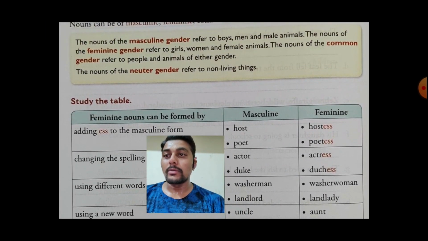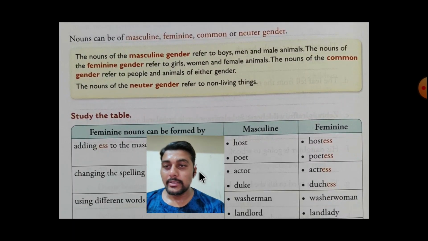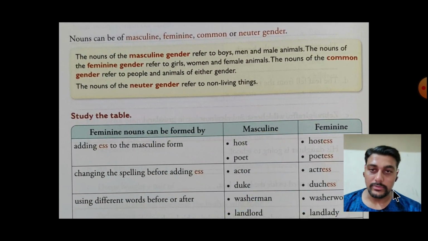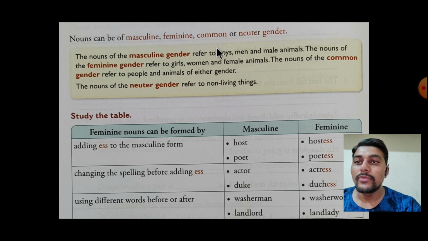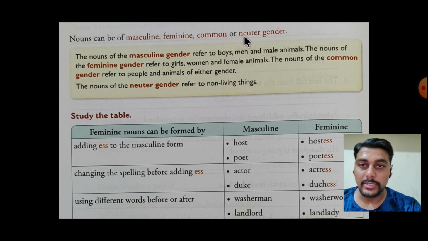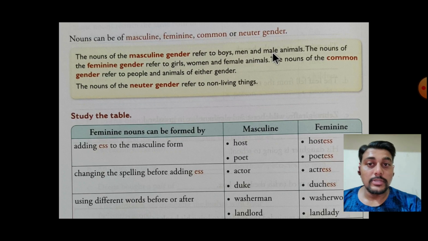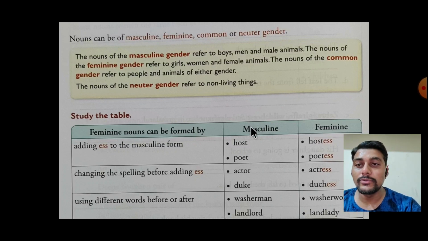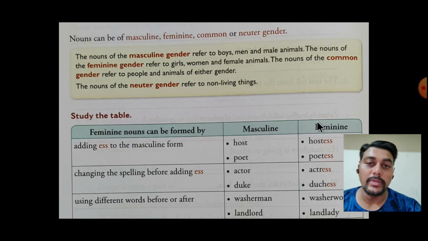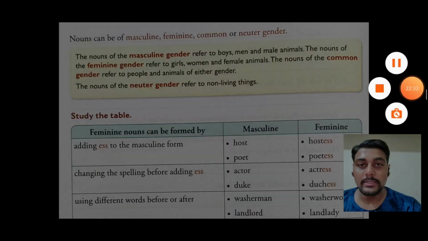So this is a quick summary of what we have completed and what we have taught about gender. Gender is a category of noun, in which nouns can be categorized into 4 genders: masculine, feminine, common and neuter gender. So now students, we can start the explanation of the unit. I think you all have understood and learned all these 4 types with the rules of how to convert the masculine noun into feminine noun. So shall we start? Yes, let's start it.